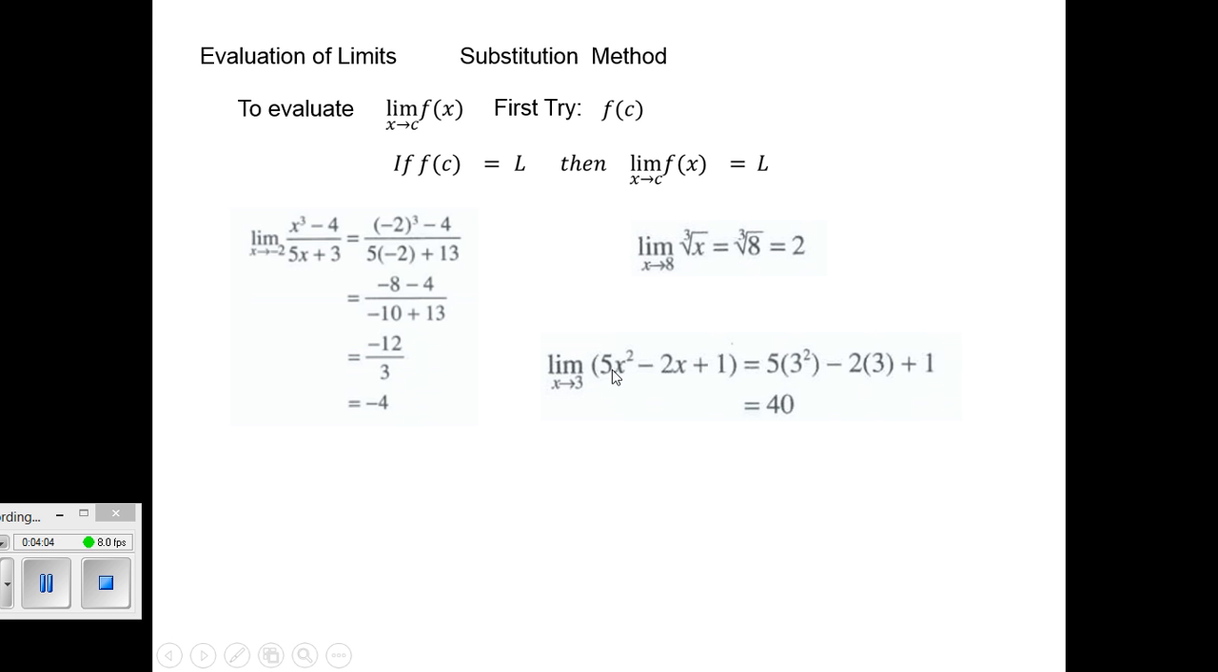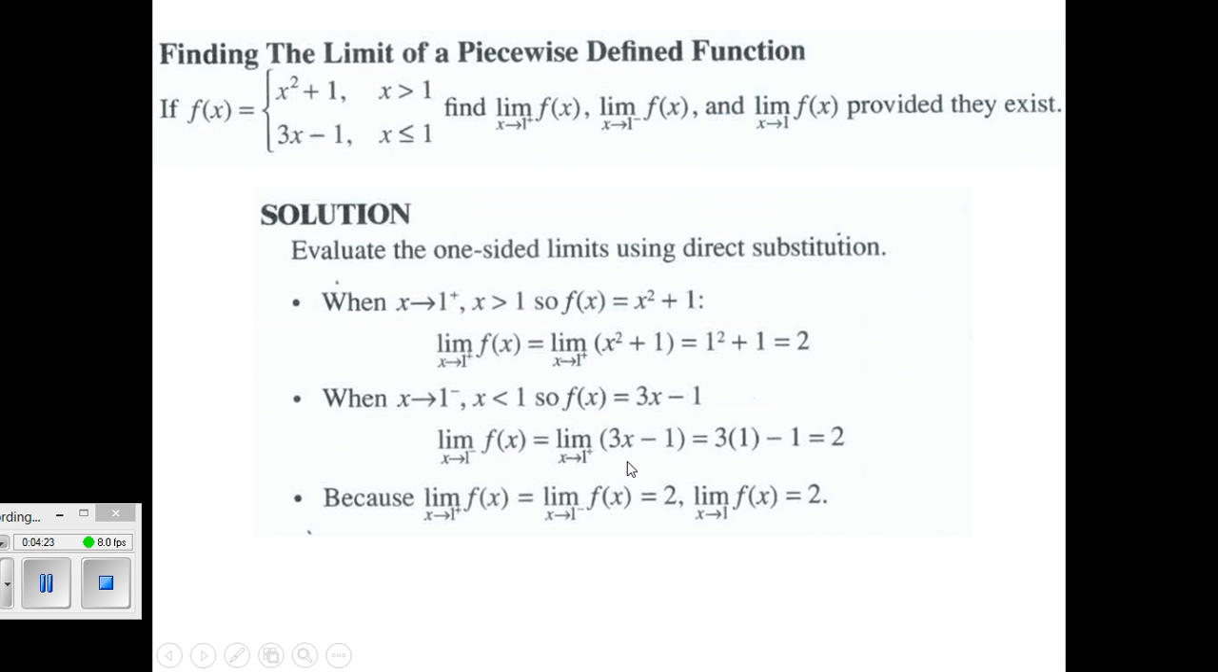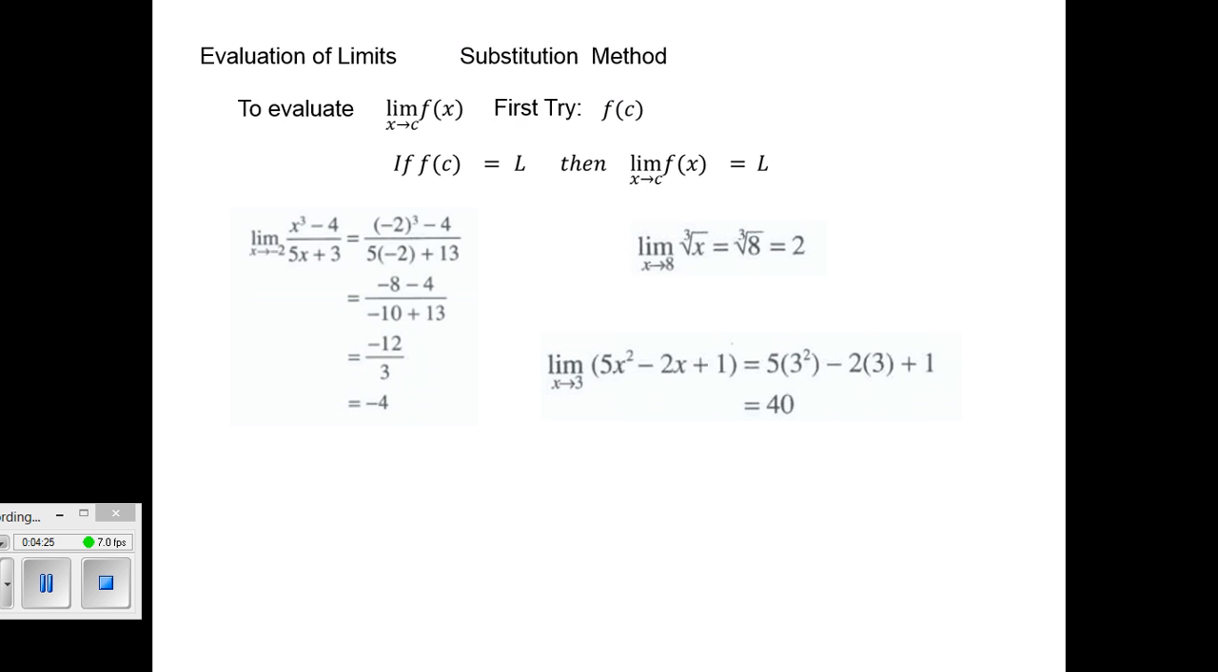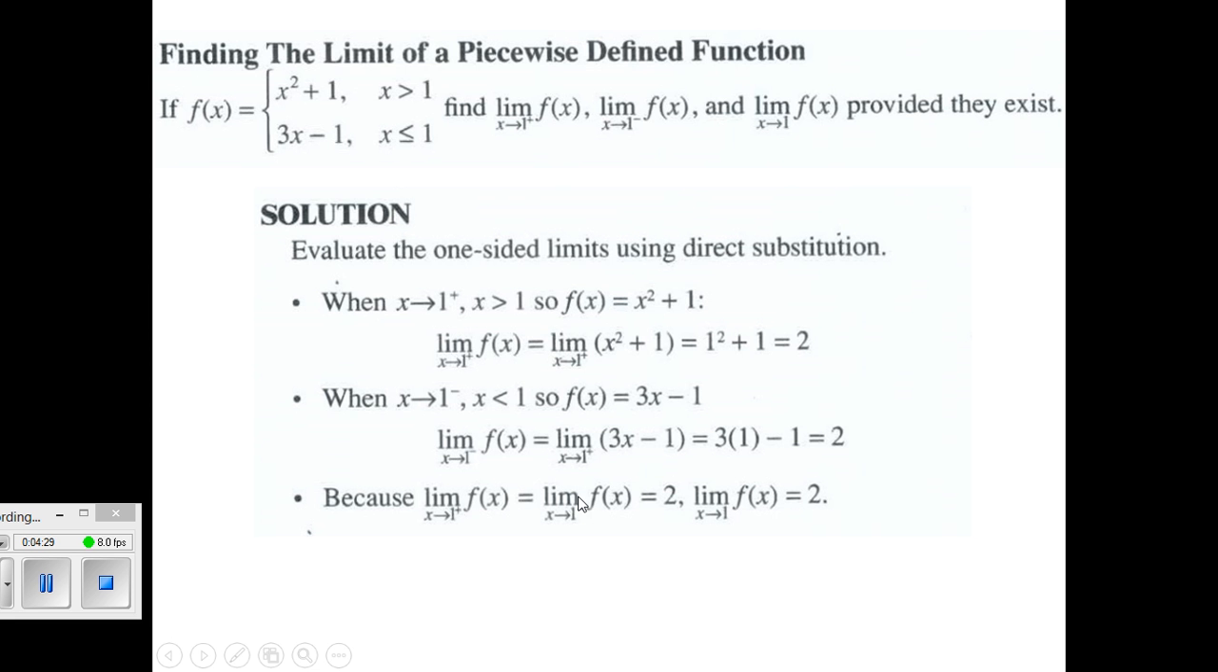The squared function, 5x squared minus 2x plus 1. Again, it's easiest. The function is what we call a well-behaved function. The limit can be evaluated simply by substitution of the 3 in, and bingo, out comes the value of the limit. It's not always the case, but it's the first order of business, something you want to try from the first time around. Piecewise function.